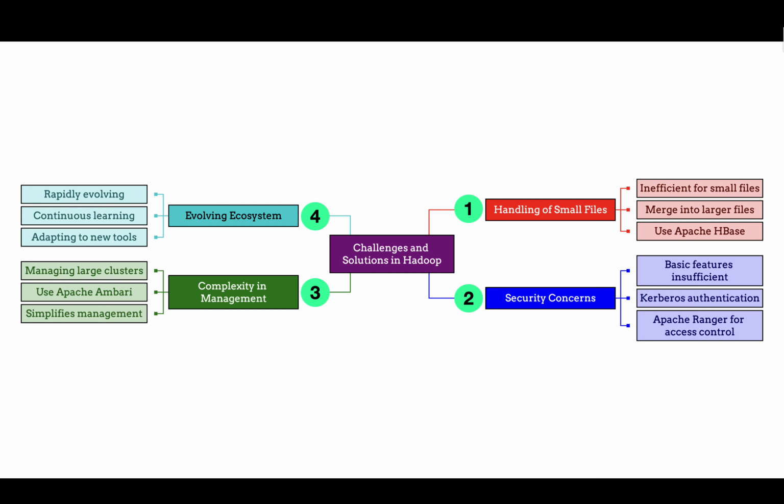4. Evolving ecosystem. The Hadoop ecosystem is rapidly evolving, which can be challenging to keep up with. Continuous learning and adapting to new tools and components in the ecosystem is vital for effective use.